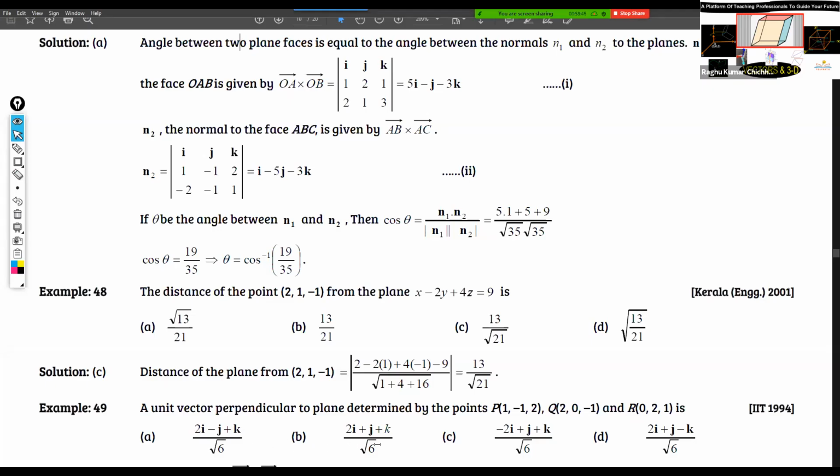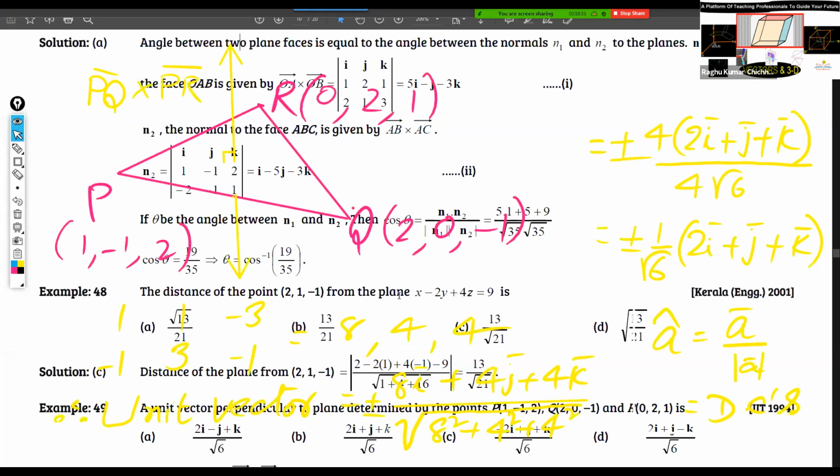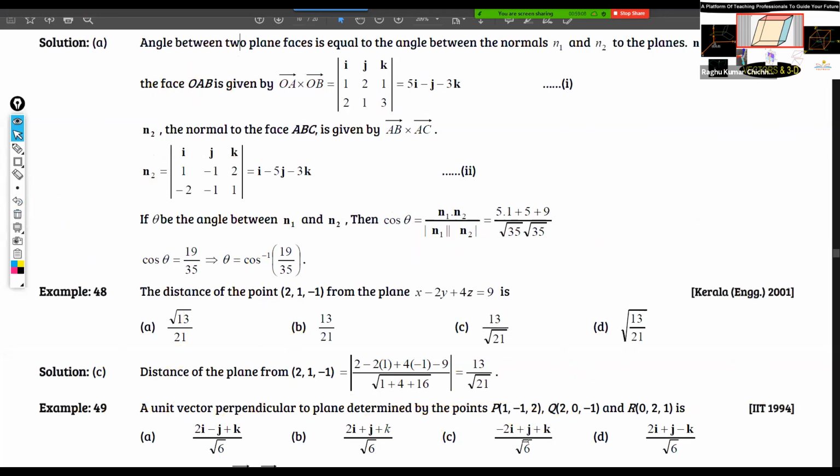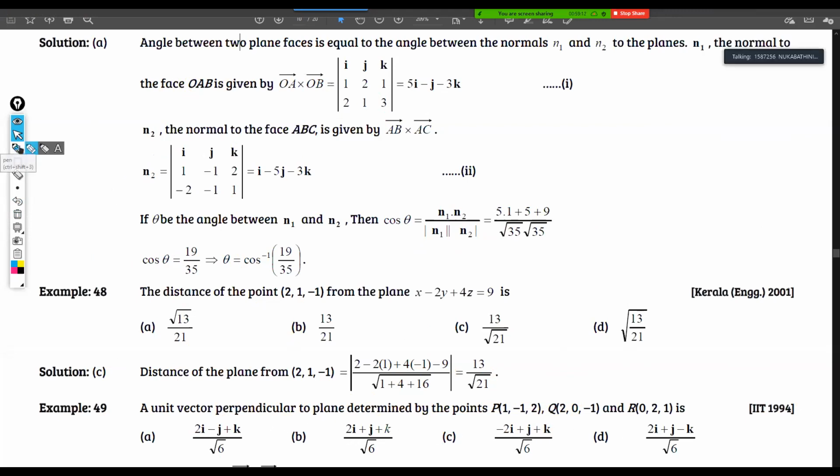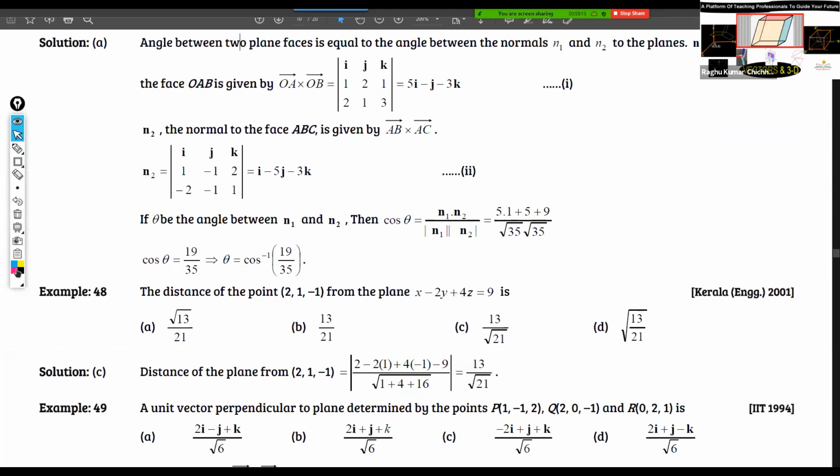Let us check the answer. Which one is the answer here? Plus or minus he has not given, but 2i minus j plus k by root 6. I think that should be the answer. Let me check. 2i plus j plus k means which answer? The second option. B is the right answer here.